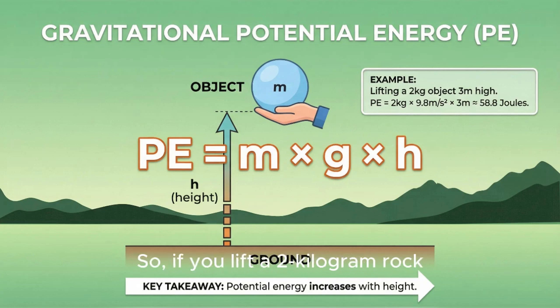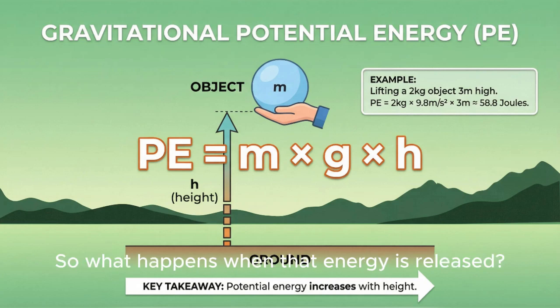So, if you lift a 2-kilogram rock 3 meters off the ground, its potential energy is 2 times 9.81 times 3, which comes out to about 58.9 joules. This is the stored energy the rock has, just waiting to be released.